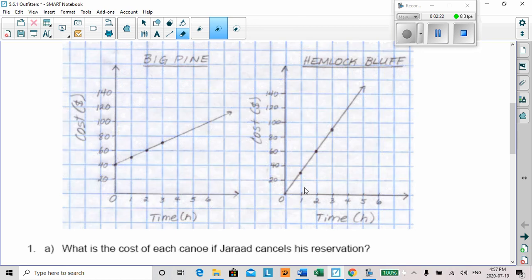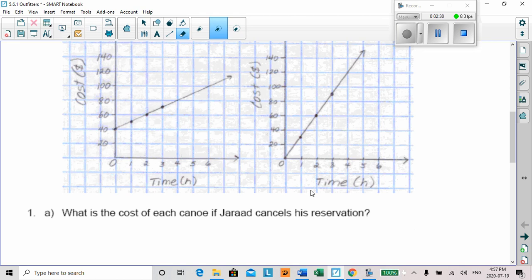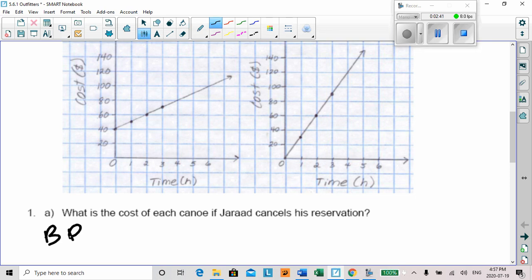What is the cost of each canoe if Gerard cancels his reservation? So if we look at Big Pine, I'm going to use BP for Big Pine. If he cancels the reservation, he still has to pay $40. For Hemlock Bluff, if he cancels the reservation, it's $0.